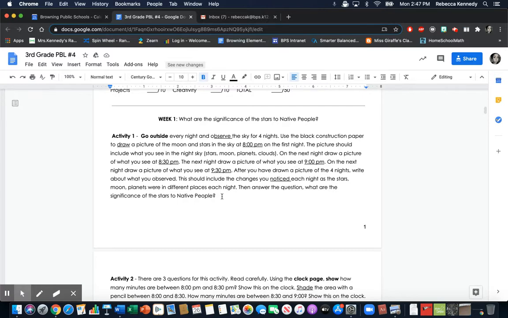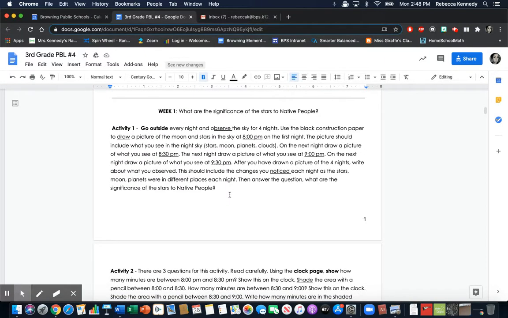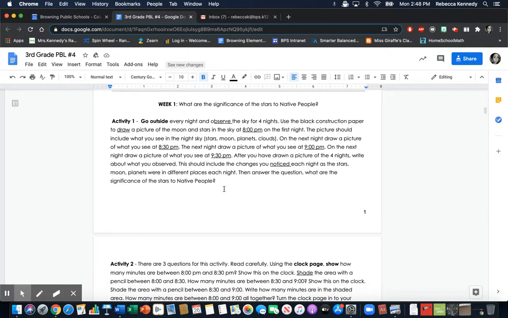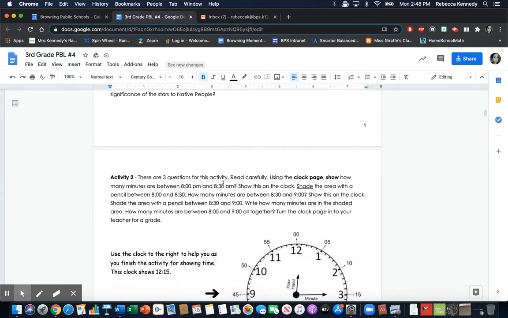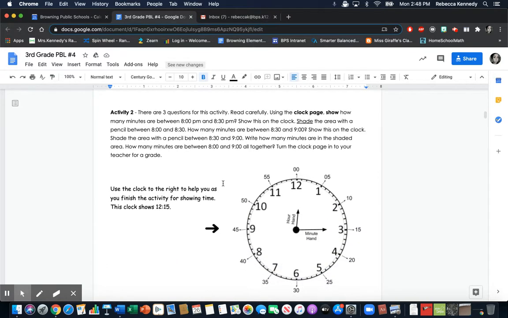You can write your answers to this first activity on a separate piece of paper. It doesn't need to be in the little black book. It can be on a separate piece of paper, just writing about what you noticed that was different and what was the same each night. And then answer the question, what the significance of the stars are to Native people. You may ask an adult or somebody in your family that may know, and then you can write down their answer.